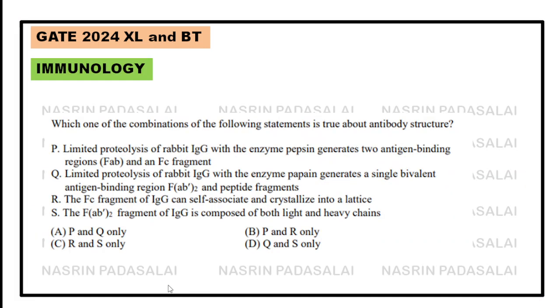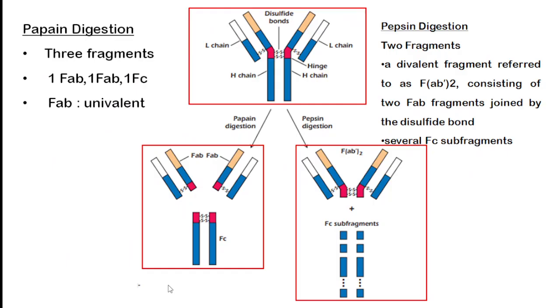Next is with regard to the experiment. Which one of the following combinations of statements is true about antibody structure? The first statement is limited proteolysis of rabbit IgG with the enzyme pepsin. Pepsin generates two antigen binding regions and an Fc fragment. So you look at this particular image.